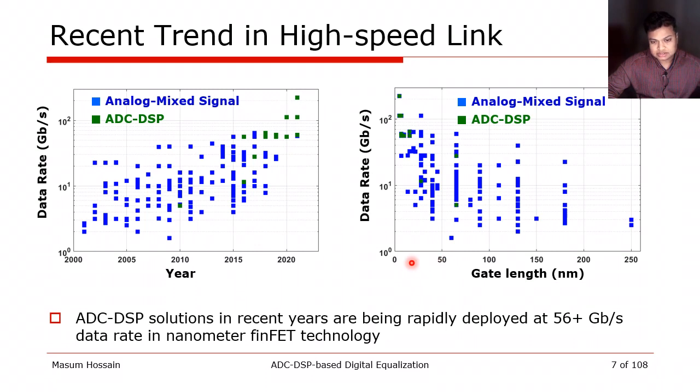A similar trend can be observed in terms of technology nodes. Note that the latest technology nodes have smaller dimensions, and are therefore concentrated on this side of the chart. And in these technology nodes, the highest reported data rates are also adopting ADC DSP solutions. To summarize, at high data rates, 50 gigabit or higher, the links that are implemented in 10 nanometer or lower technology nodes are adopting ADC DSP based solutions. In this tutorial, we will try to understand the motivation behind that.